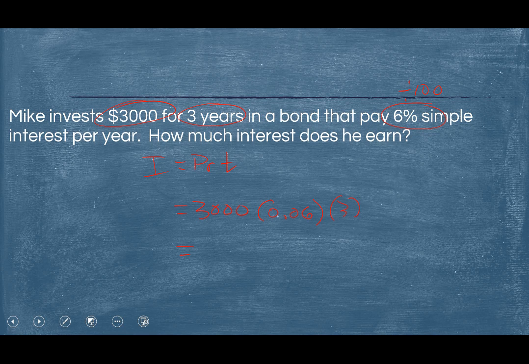This color scheme is already annoying me, so we're going to switch it to black. And I'm going to punch that into my calculator real quick. I got 3,000 times 0.06 times 3, which gives me $540 of interest.